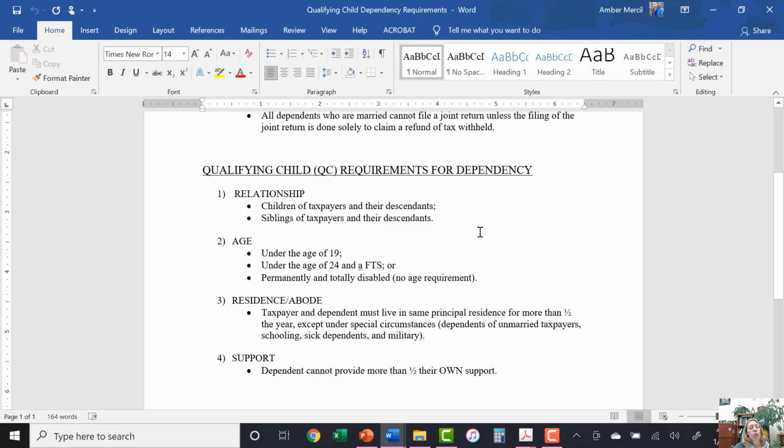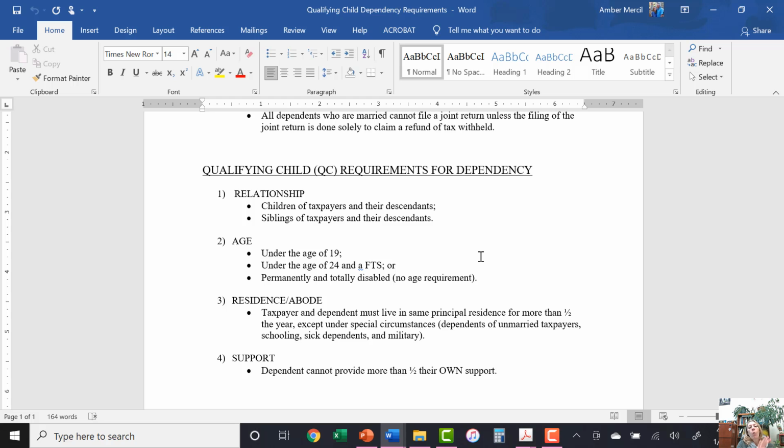For a relationship to qualify as a relationship for a qualifying child, they either have to be the children of the taxpayers or descendants, like grandchildren and such, or the siblings of taxpayers and their descendants, nephews and nieces and such. So if they're children or siblings of the taxpayers, or descendants of either one, then they meet the relationship test for qualifying child. Basically, they've got to be younger than the taxpayer.